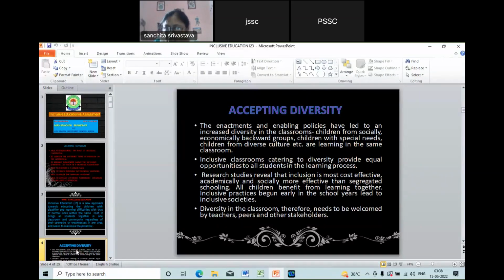The children, the normal children as well as those special children, they get a bonding. They can come closer to each other. And that peer association is also very, very important. Children right from the beginning feel a sense of acceptance in the whole society. That means we build a more cohesive society, and very comprehensive teaching strategies could be taken together. And the diversity in the classroom therefore needs to be welcomed by teachers, peers, and stakeholders.